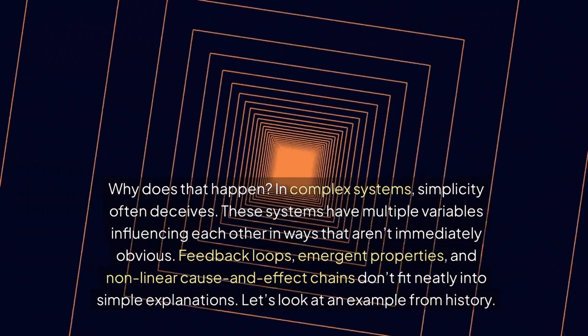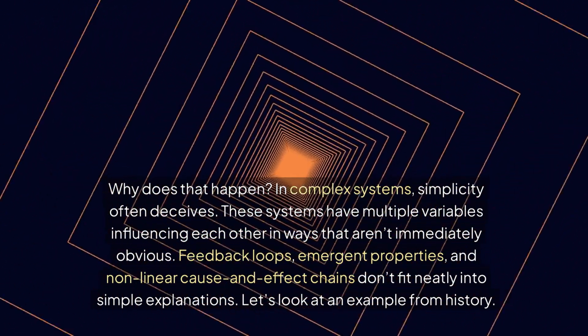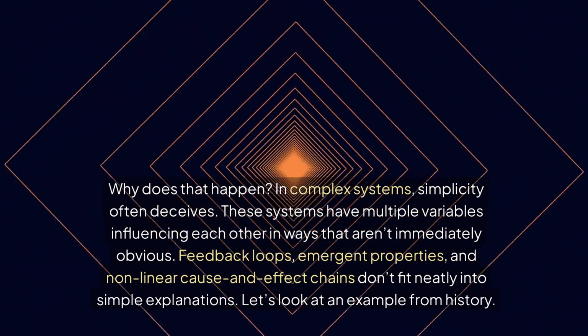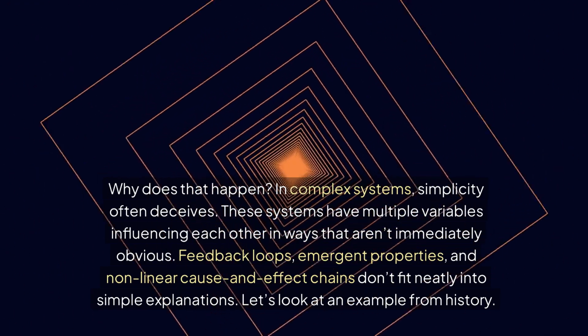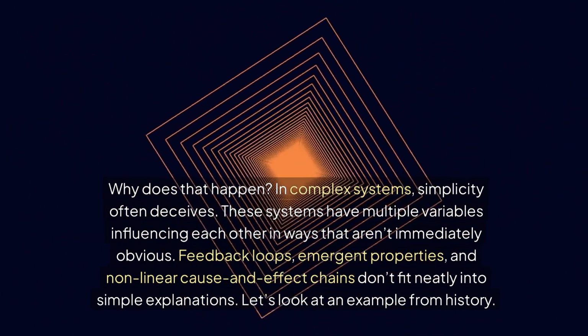These systems have multiple variables influencing each other in ways that aren't immediately obvious. Feedback loops, emergent properties, and non-linear cause and effect chains don't fit neatly into simple explanations. Let's look at an example from history.